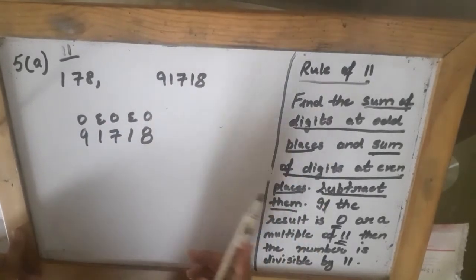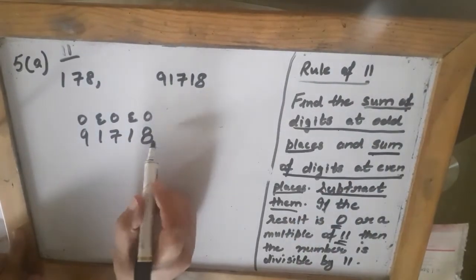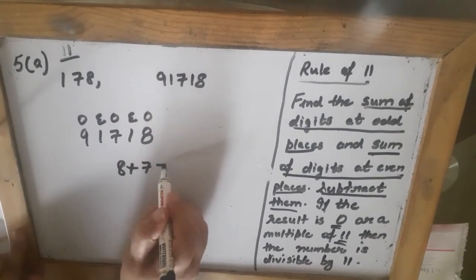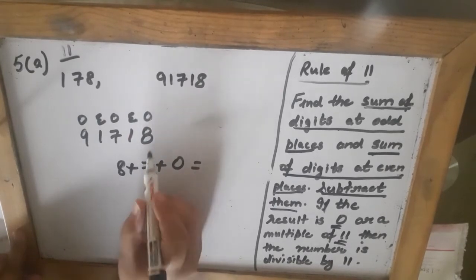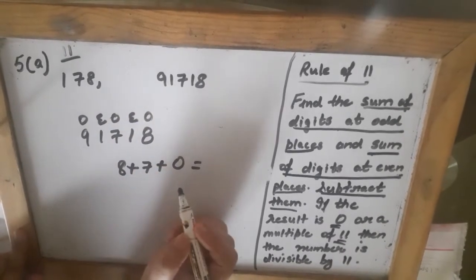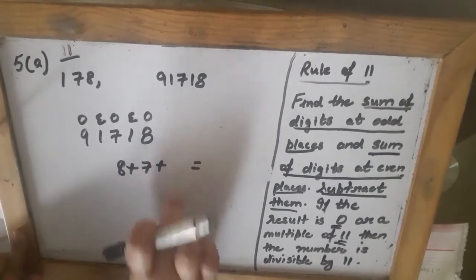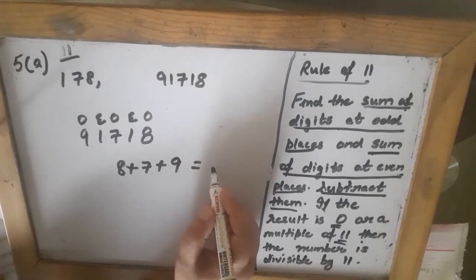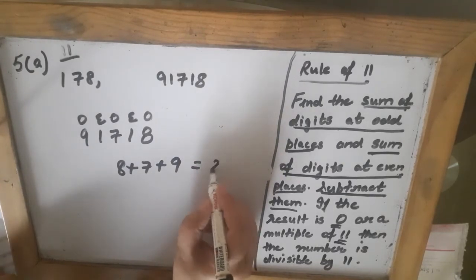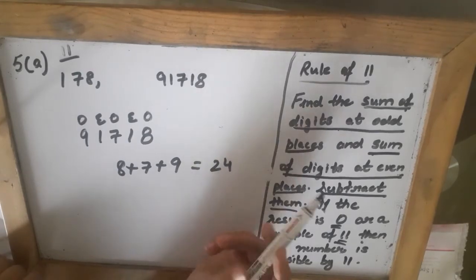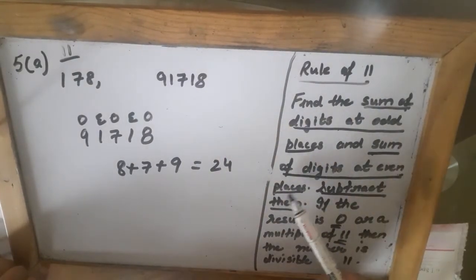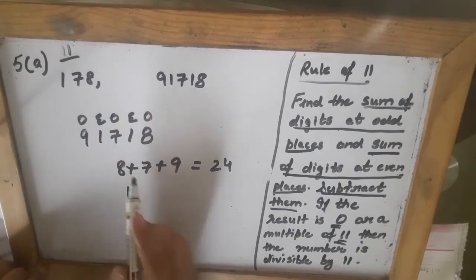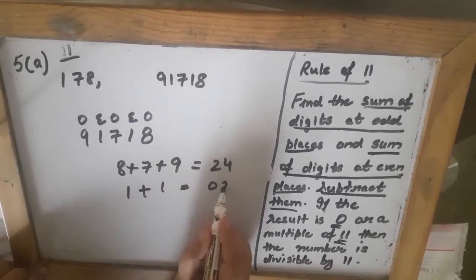Now what the rule says is the sum of digits at odd places. So which are the digits at the odd places? 8, and then 7, and then 9. Sorry, this is 9. So 8 plus 7 plus 9, what do you get? 24. Okay, now the second step is the sum of digits at even places. Now which are the digits at even places? 1, this is an even place, this is 1. So it comes to be 2.